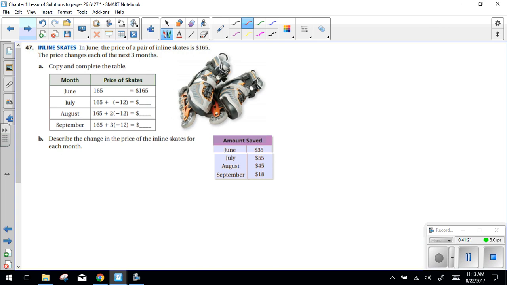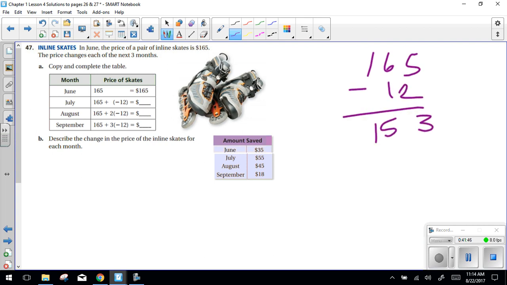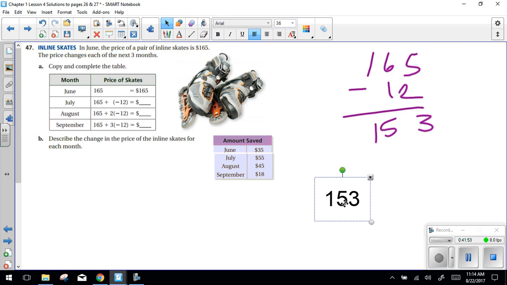So inline skates. In June, the price of a pair of inline skates is $165. The price changes each of the next 3 months. So in June, they cost $165. In July, it's $165 minus 12. So 165 minus 12. So they're $153. Let me type that in and shrink it down because my handwriting is kind of rough.